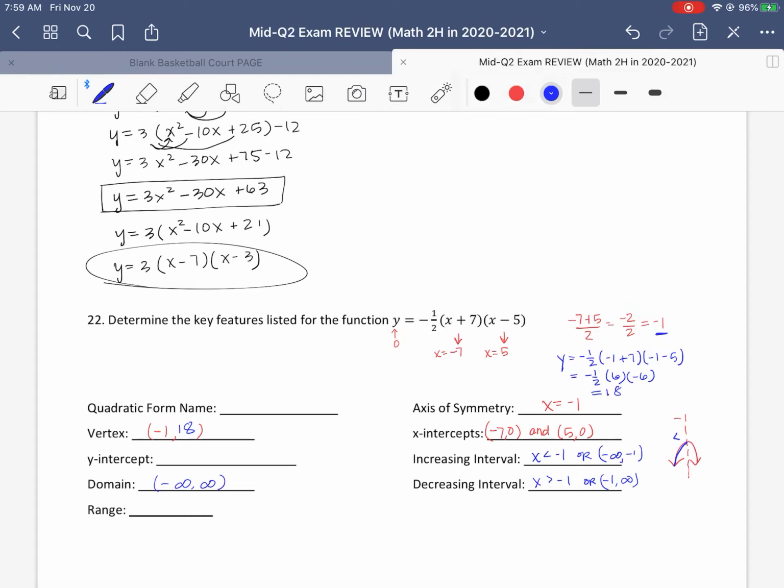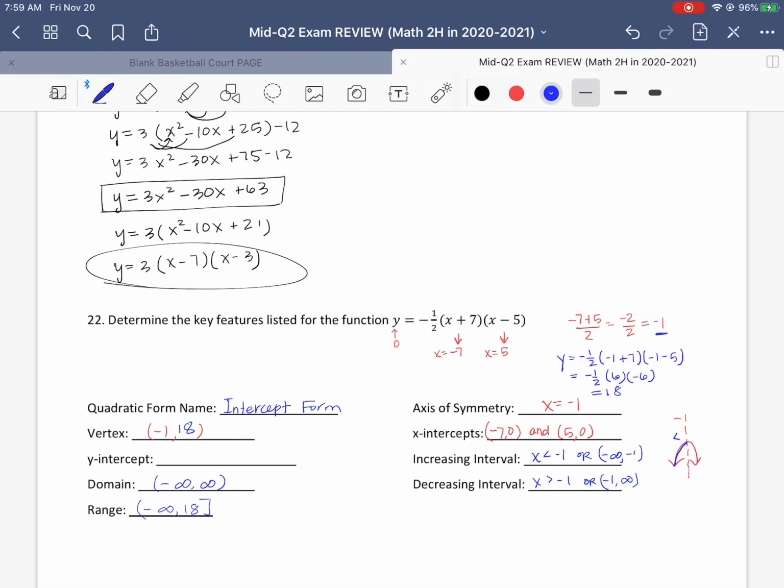Our domain is -infinity to infinity, and then that y value that we just found helps us with that range. So again, the parabola is upside down, so it's -infinity up to that 18 value. The last two, it looks like, I didn't write this down, but this again is intercept form.